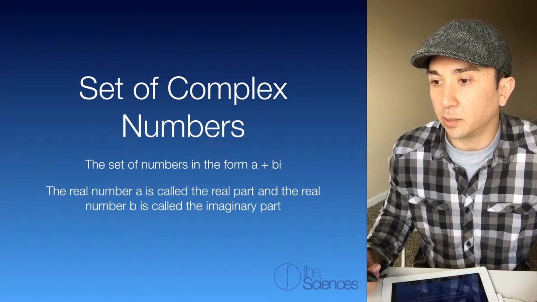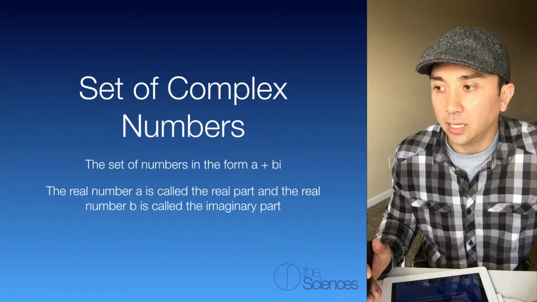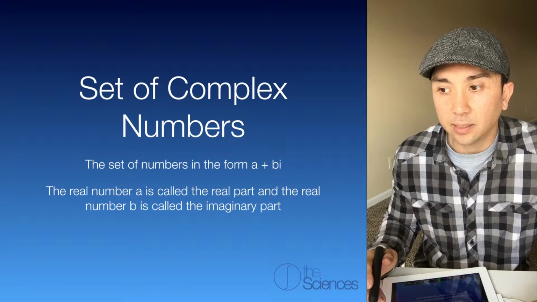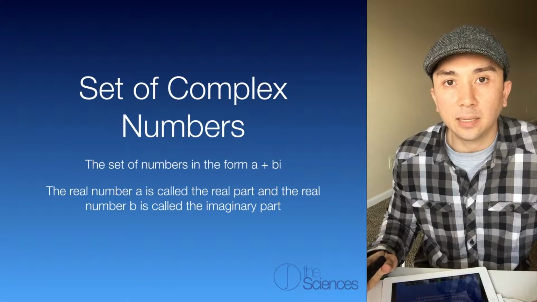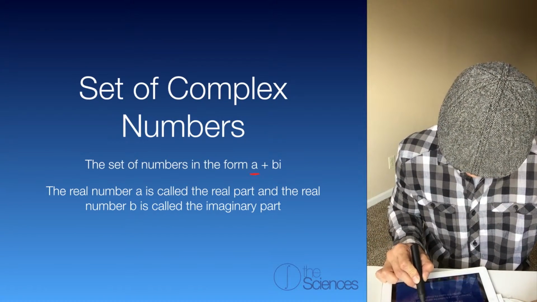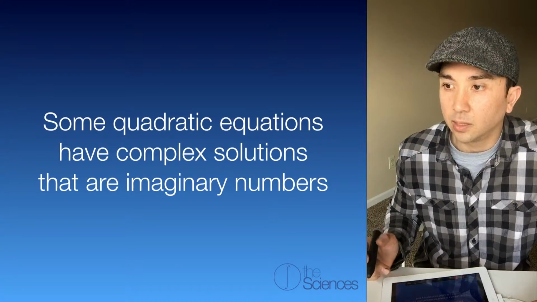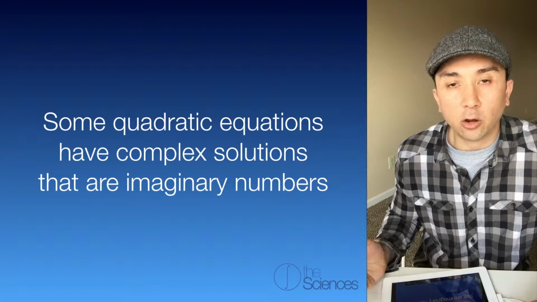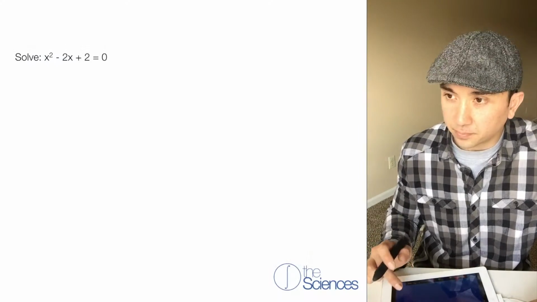Now the set of complex numbers is the set of numbers in the form a plus bi. The real number a is called the real part, and the real number b is called the imaginary part. So this is the real and this is the imaginary. Some quadratic equations have complex solutions that are imaginary numbers. So let's do an example.